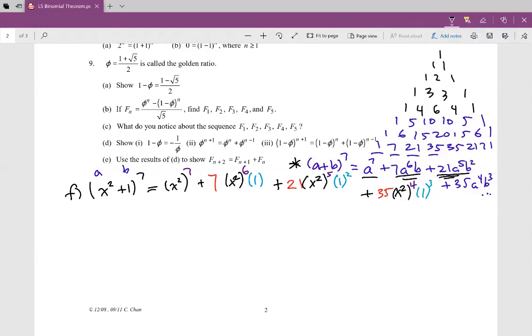And again, clearly there are more terms, right? There's 1, 2, 3, 4, 5, 6, 7, 8. There are 8 terms when we fully expand x squared plus 1 to the 7, but we're not going to do that because if you can follow this along, you should be okay.